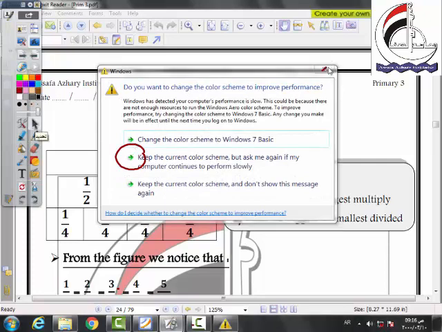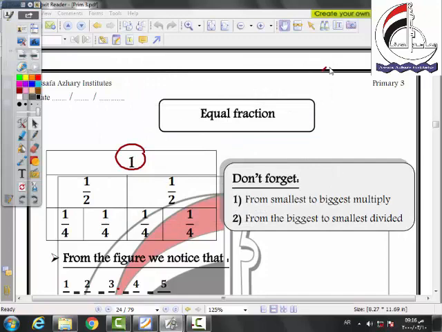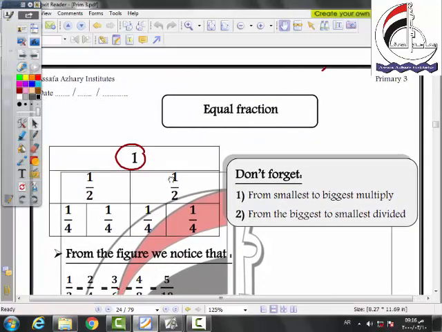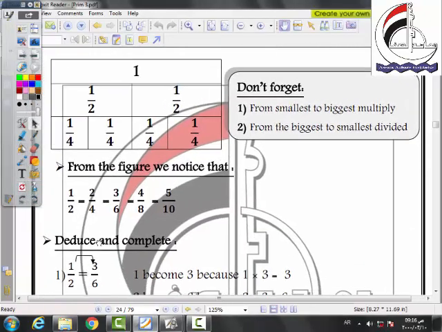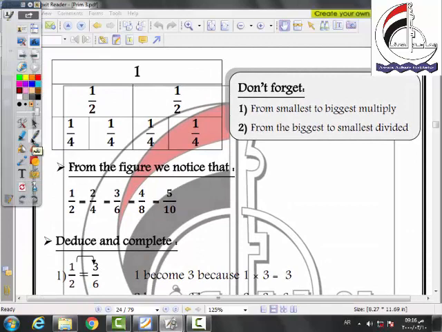Okay? In one half, we have two quarters. Then half equals 2 quarters. Half equals 2 quarters. Okay? From this figure, we notice that half equals 2 quarters, or 3 sixths, or 5 tenths. Okay?